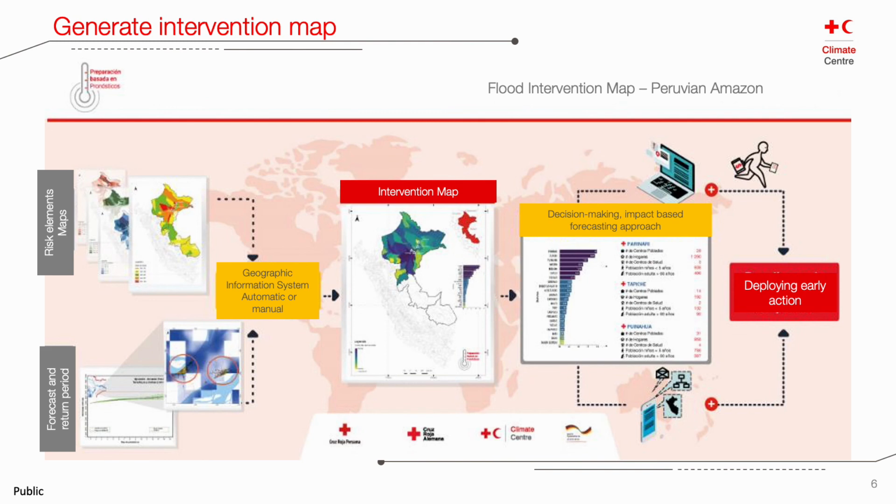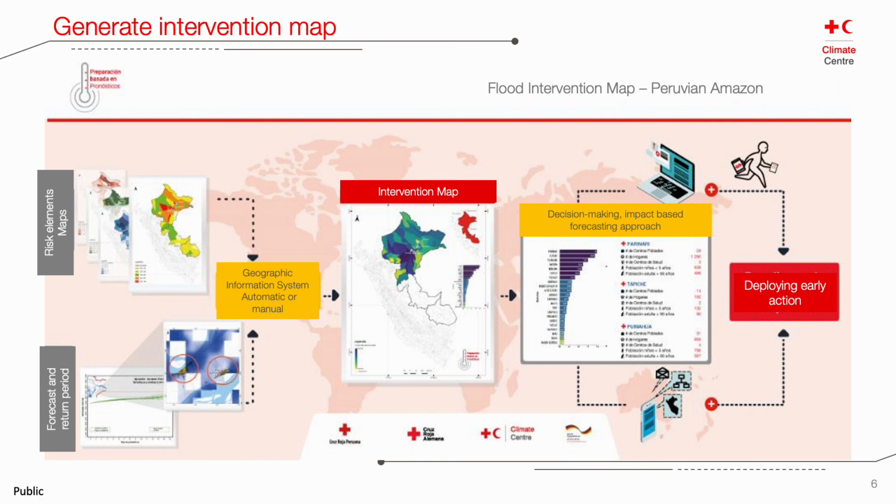This option will provide a map-based tool or list of priority towns, municipalities, or other geographical areas where the early action will be triggered. When risk information management platforms are available, this can be a way to develop impact forecast intervention maps.